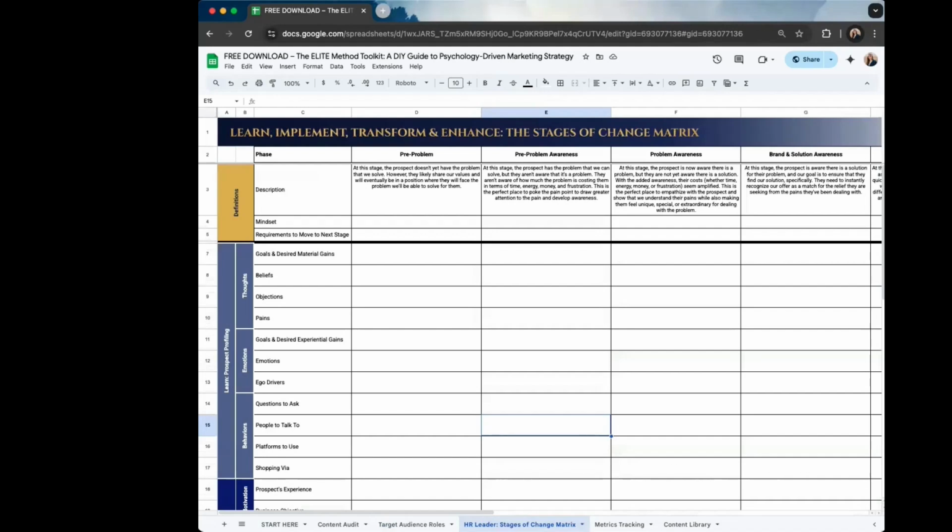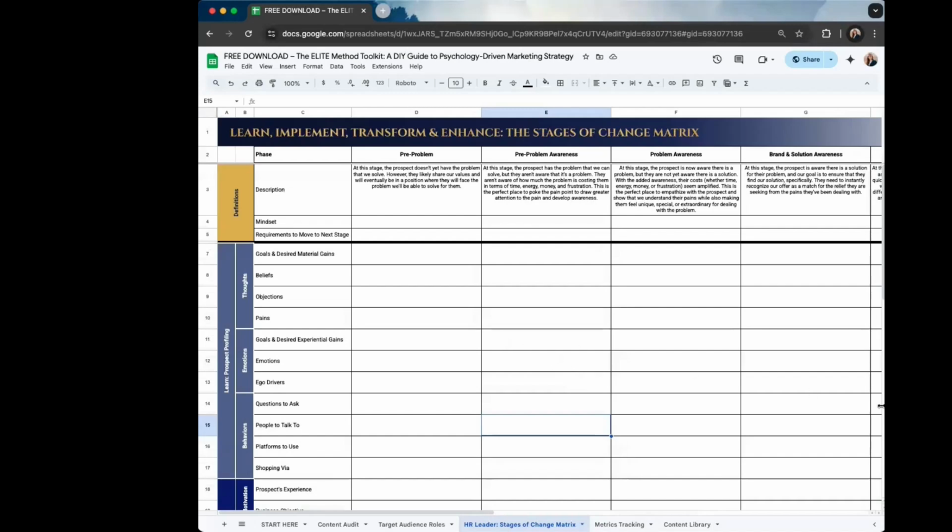Now, a big part of this entire toolkit is the stages of change. There are several psychological principles embedded in our ELITE method. One of the biggest is the Stages of Change model, which is a model I used frequently in my time as a counselor running substance abuse groups and working with individuals in rehab facilities. In psychology and substance abuse counseling, the stages of change are pre-problem awareness, pre-contemplation, contemplation, decision, and action.